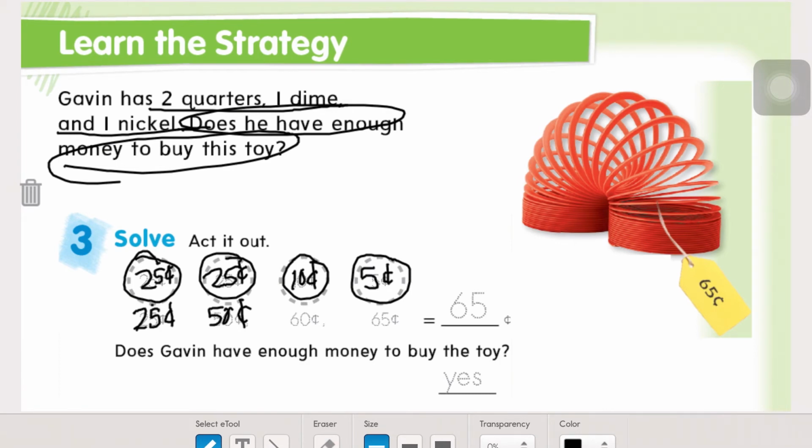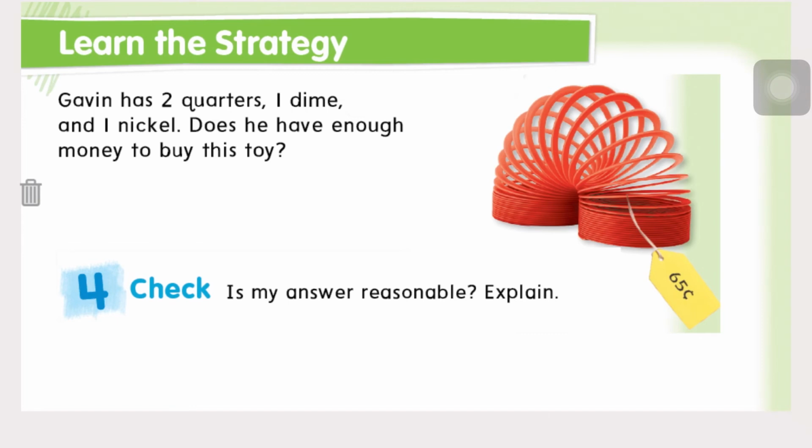So we have 25, 50, plus 10 is 60, plus 5 is 65 cents. 65 cents. So does Gavin have enough money to buy the toy? Gavin has 65 cents and the toy is 65 cents. So he has just exactly enough money to buy the toy. So is the answer reasonable?